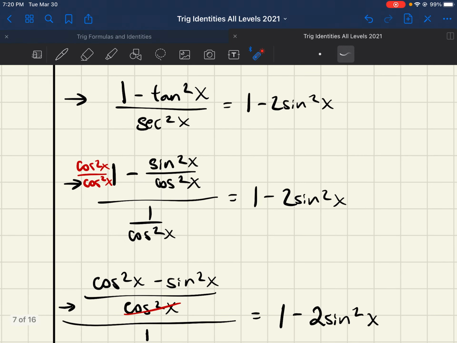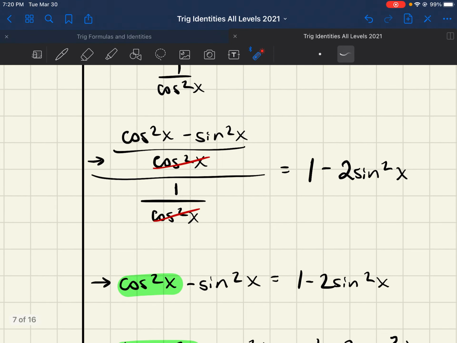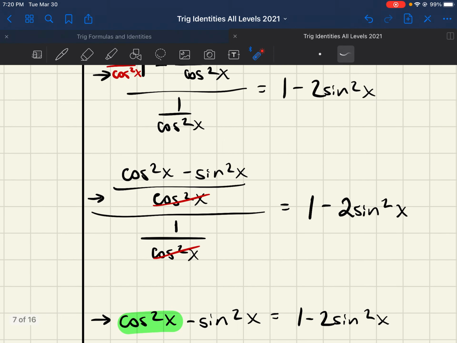After doing that, in the numerator here, we have cosine squared minus sine squared over the common denominator cosine squared, divided by 1 over cosine squared. Now notice when you have two fractions in a big fraction, if their denominators are the same, we've seen many times they will cancel out, leaving us with cosine squared minus sine squared over 1, which is just cosine squared minus sine squared.